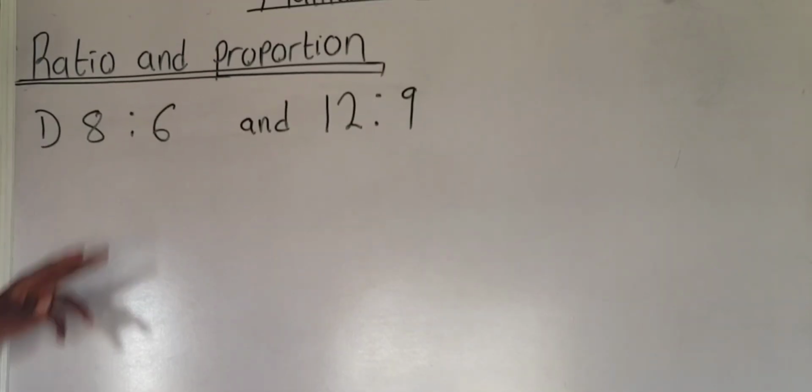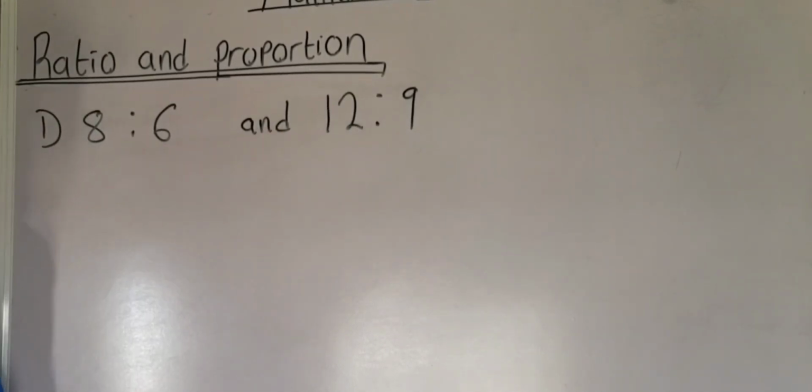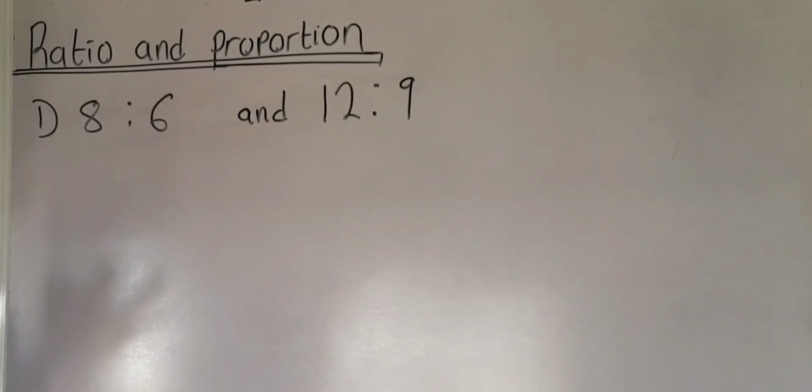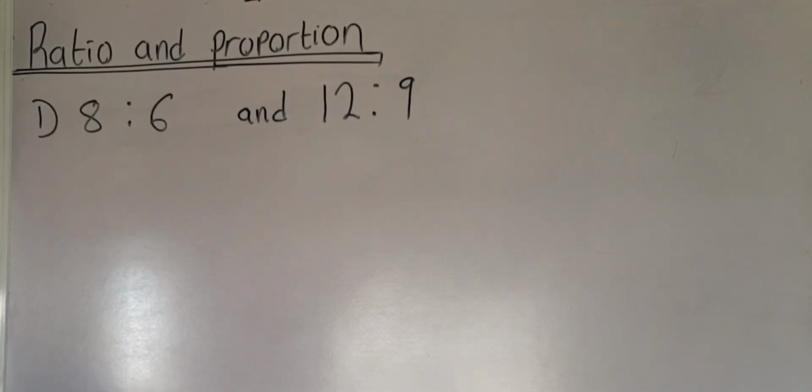We are asked to determine whether 8 ratio 6 is equal to 12 ratio 9. Now we are going to use both methods that I described earlier. Let's start with the first step. The first step is that we are going to take the cross product of the ratio. If you have the same number, then both ratios are equal. Do you understand? Okay, let's go.